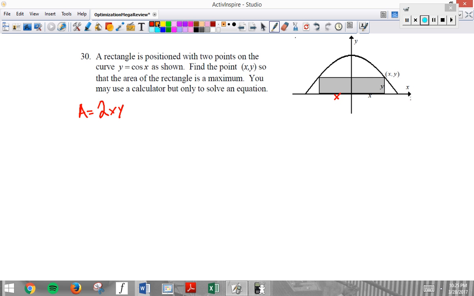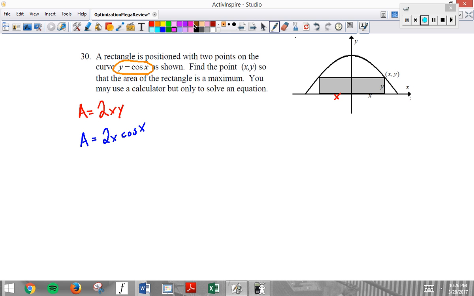Now, what's our secondary equation? Our secondary equation was lurking there all along, leaving our area equation that we're actually going to use to be 2x times cosine x. Okay.